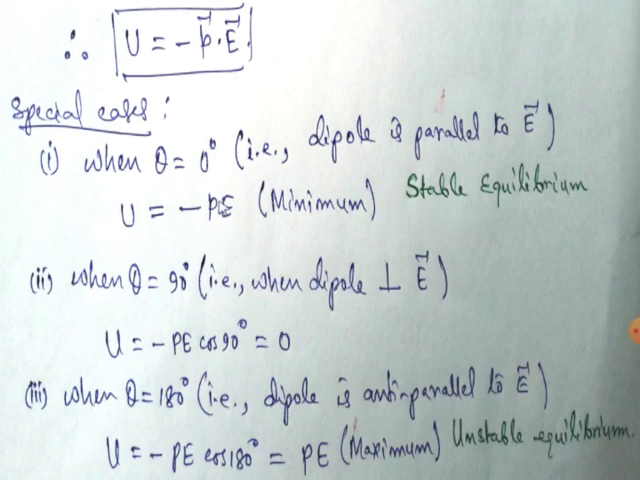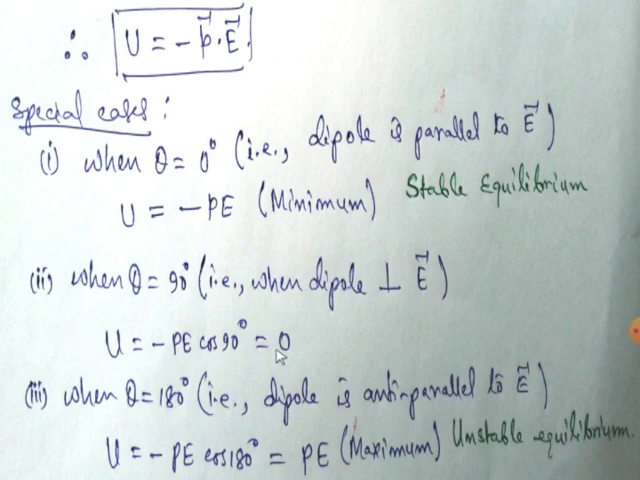Got it? When theta is equal to 90 degree, that means when the dipole moment or length of the dipole is perpendicular to the electric field E. Your dipole will be lying like this, the electric field will be horizontal as in the diagram from left to right, and your dipole will be vertical like this. In that case, your potential energy is equal to 0, and we take this position as a reference position.